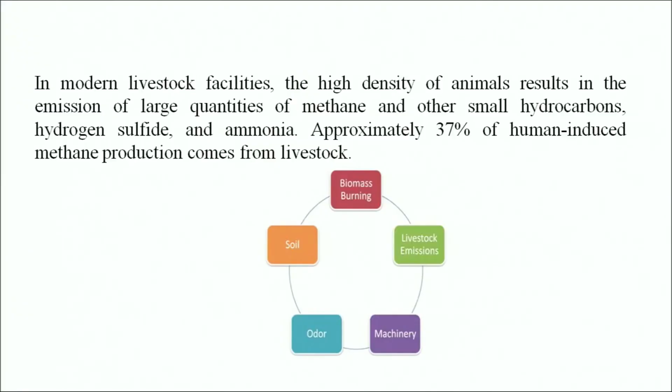In modern livestock facilities, the high density of animals results in the emission of large quantities of methane and other small hydrocarbons, hydrogen sulfide and ammonia. Approximately 37% of human induced methane production comes from livestock.